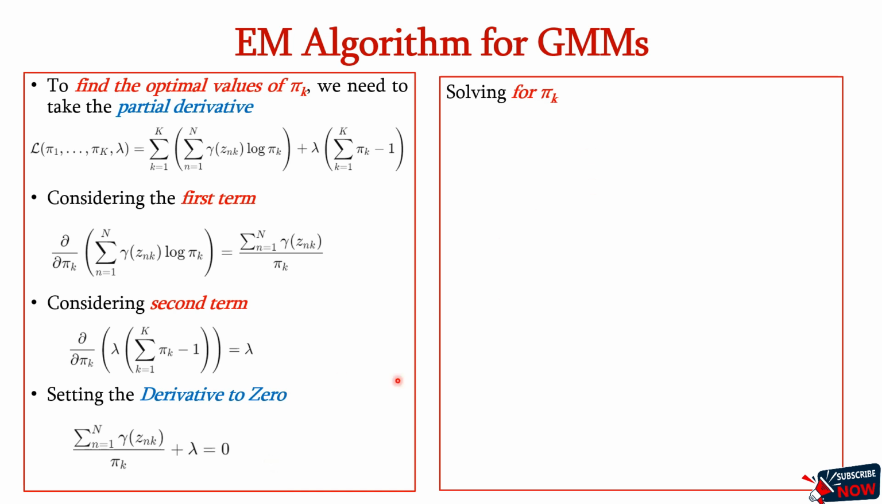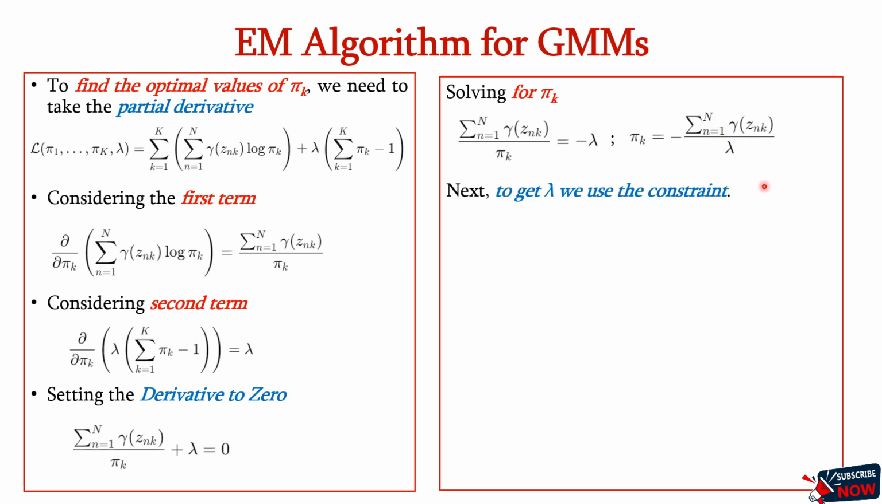To solve for pi k, let us take this lambda to the right side. So it becomes minus lambda. And to get pi k, we take this lambda to the denominator. So it becomes minus summation of n equal to 1 to N gamma of z and k divided by lambda. To get the value of lambda, let us use the constraint summation of k equal to 1 to K, pi k is equal to 1. So in this equation, let us substitute this expression for pi k, which can be expressed as shown here. So here let us take this lambda outside the summation. So it becomes minus 1 by lambda into double summation of gamma of z and k is equal to 1.